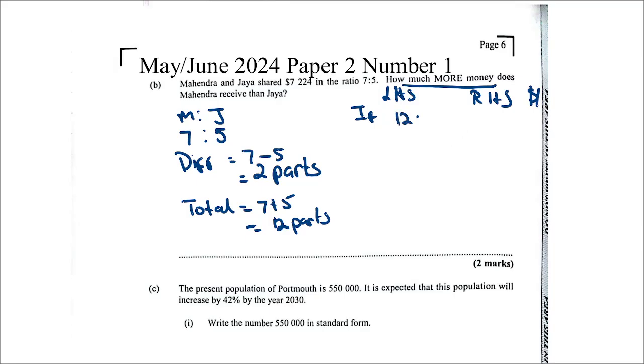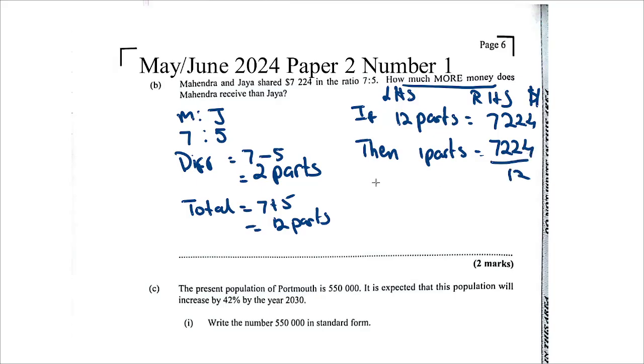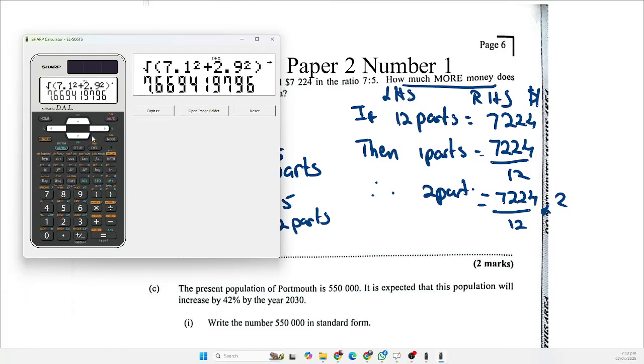So if 12 parts is equal to how much? 7,224. Then we find for always 1. Right? 1 part would be the right hand side divided by 12. Left hand side, 7,224 divided by 12. Therefore, we want to find the difference, which is 2 parts. So 2 parts would be 7,224 divided by 12 multiplied by 2. Right? 2 could go into 12 6 times, and then it's 7,224 divided by 6, or you can just divide it right here.